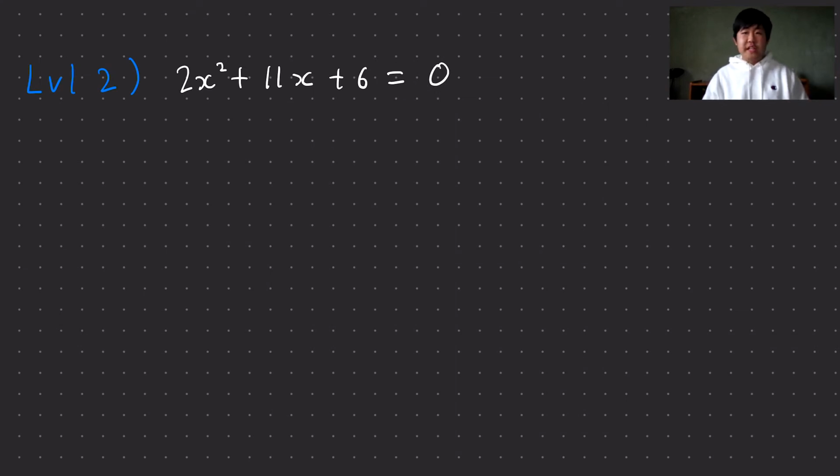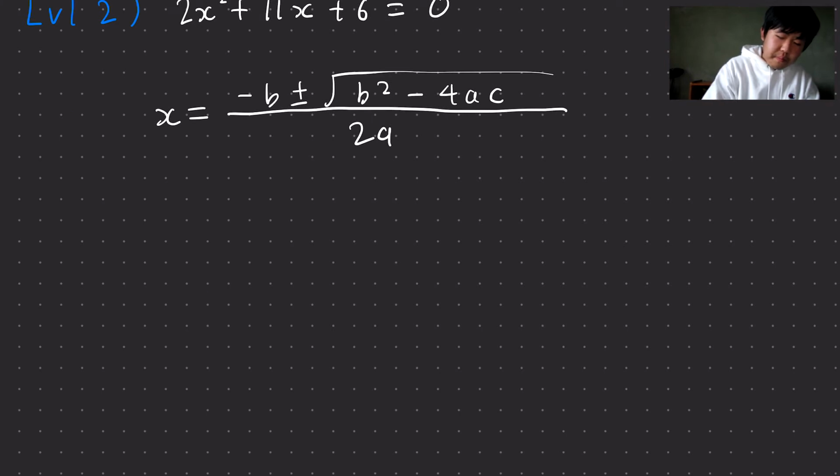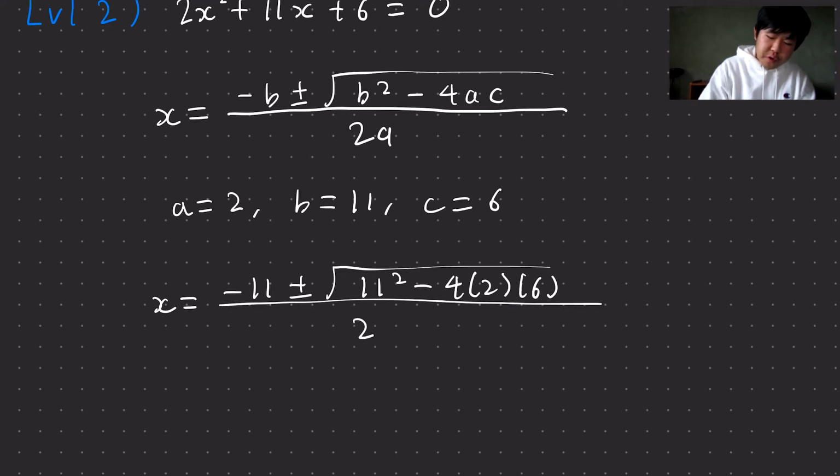Now level 2 is 2x squared plus 11x plus 6 equals 0. And let's write the quadratic formula one more time just for this question. So x equals minus b plus minus root b squared minus 4ac all over 2a. And then a is going to be 2, b is going to be 11, and c is going to be 6. x equals minus 11 plus minus root b squared, and then 4ac is going to be 4 times 2 and 6 there, all over 2 times 2.